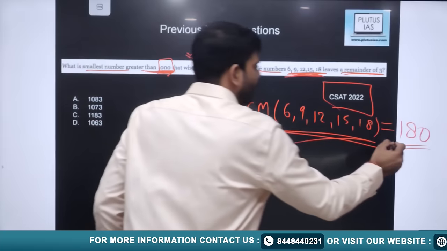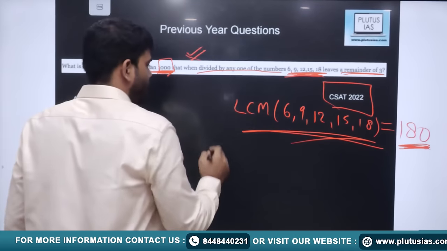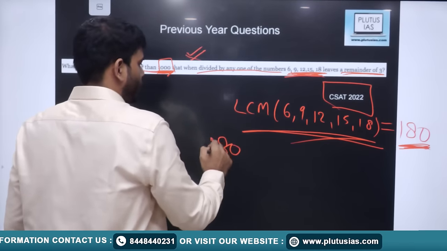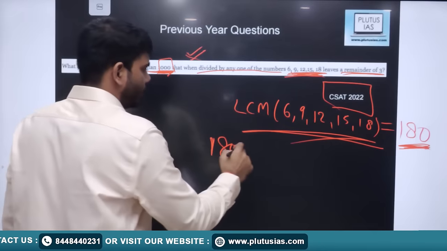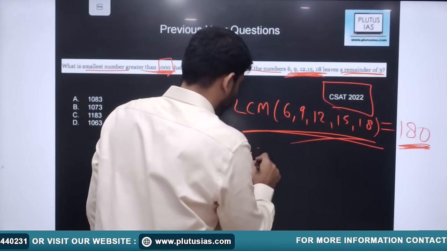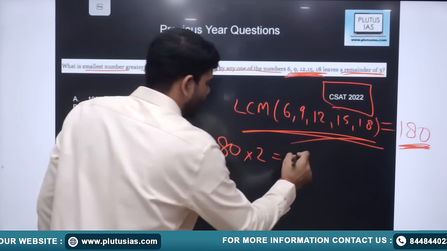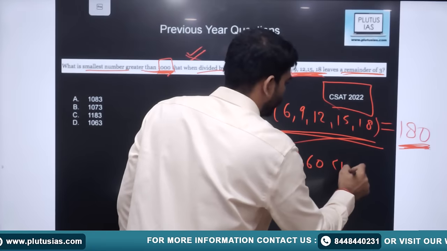To do this, we have to find a multiple of 180 that is greater than 1000. So we can do it into 2, we'll get the number 360, which is smaller than 1000.